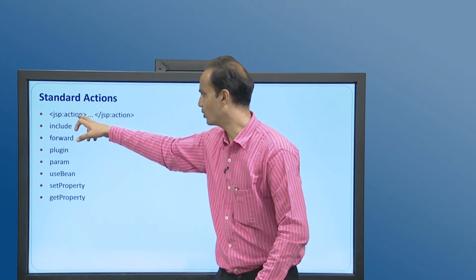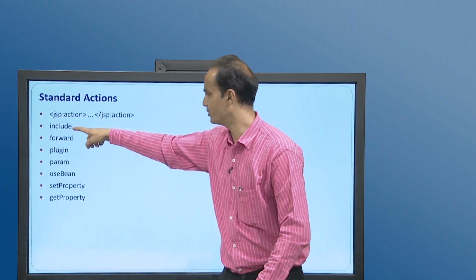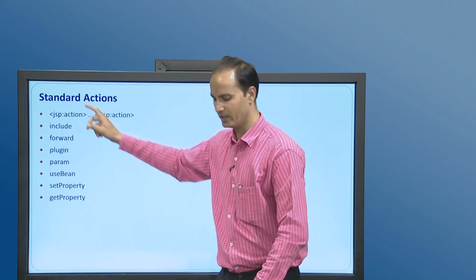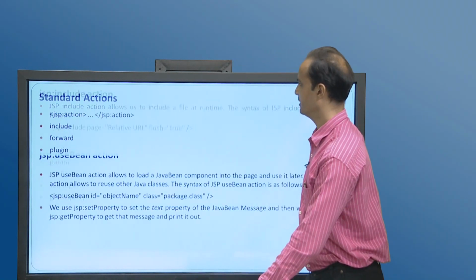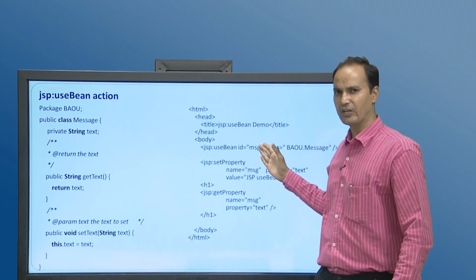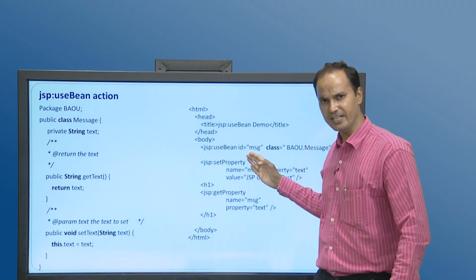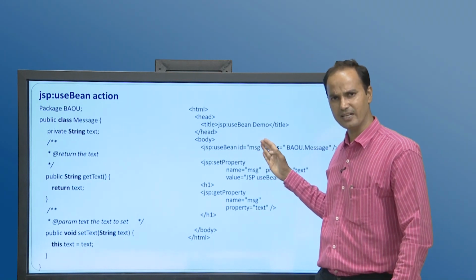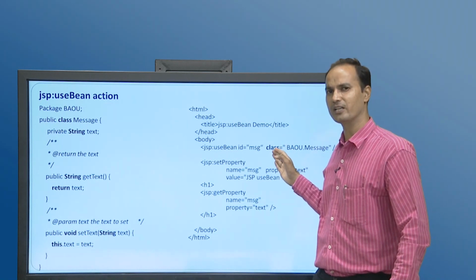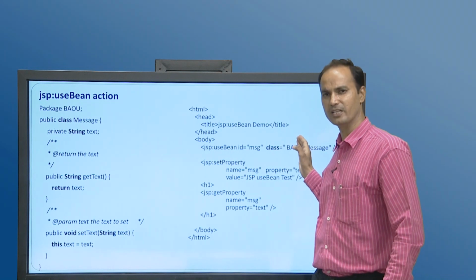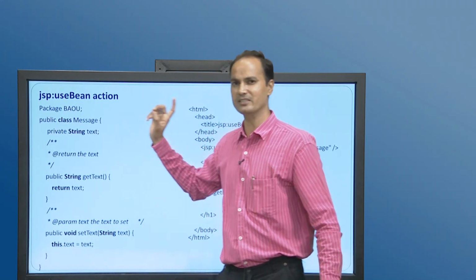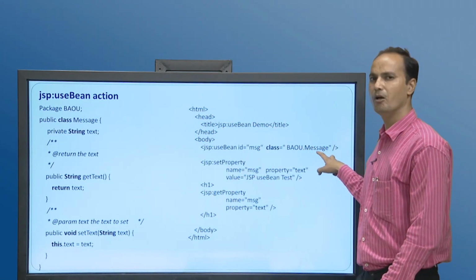We use jsp colon and then the action name. If we are using include, then jsp:include, jsp:forward, jsp:plugin, like that. So the colon is required apart from jsp. We will use jsp:useBean. It requires an attribute named id, which specifies the name of the bean, and the class attribute indicates the bean. So, where is your bean? Provide the path of that bean. Right now our bean is contained in the BAOU package and its name is Message, so we provide BAOU.Message.